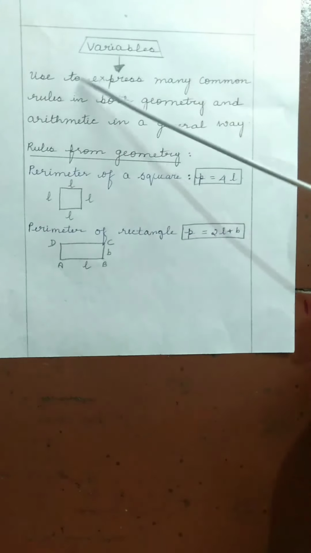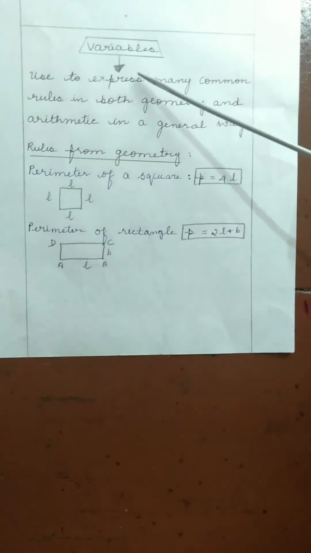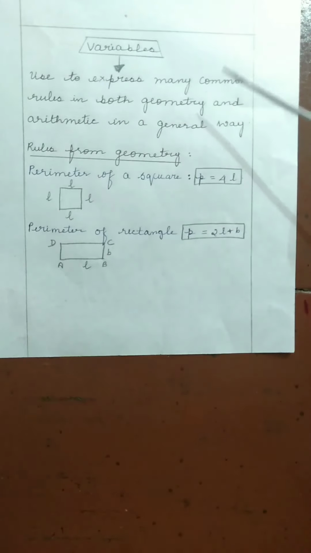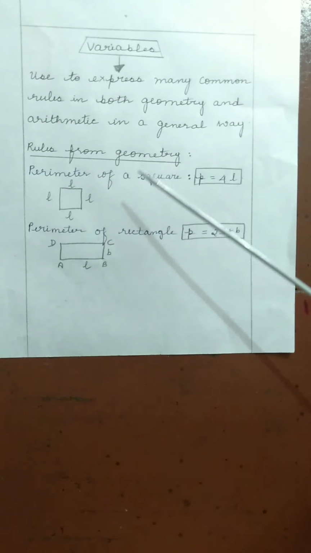Now, variables will help us to express many common rules in both geometry and arithmetic in a general way. In geometry, we study different shapes, and in arithmetic we mainly study numbers. In order to study these, variables help us to write the formulas and rules in letter form. Therefore, let us try to understand the uses of variables from rules from geometry. So, perimeter of a square.